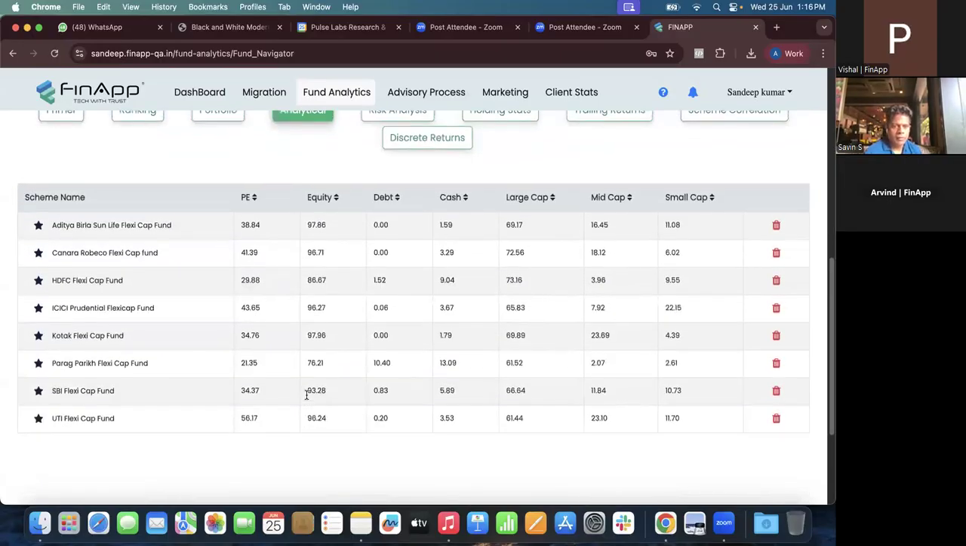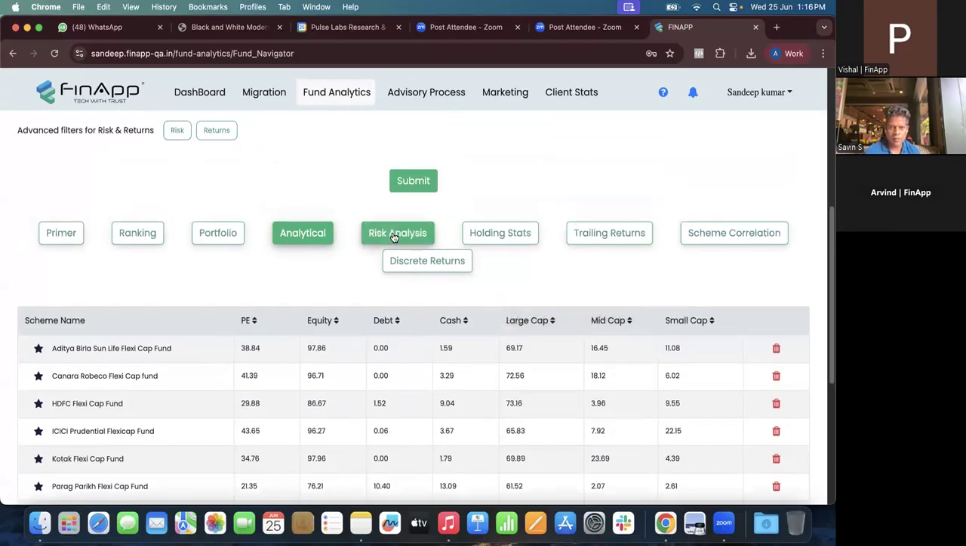Then we've got analytics. Analytics is basically the price earning of the folio, equities, debt and cash of the portfolio, then breakup of equity into large cap, mid cap, small cap. So that is available.